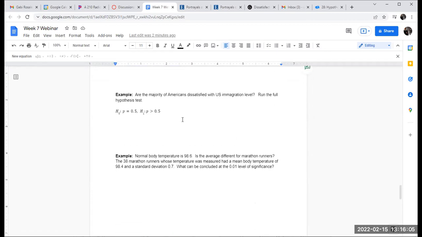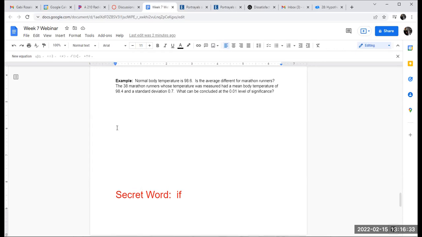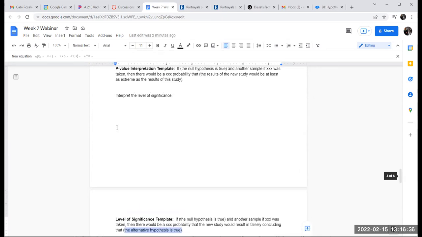Okay, again, we don't have time for lots of examples, but I do want to give you a secret word. And the secret word is "if." Any guess on why I chose that as a secret word for this week? Okay, I don't see it, but if you look at the p-value or level of significance template, the first word is "if." So that's why I chose it, because it gets you started.